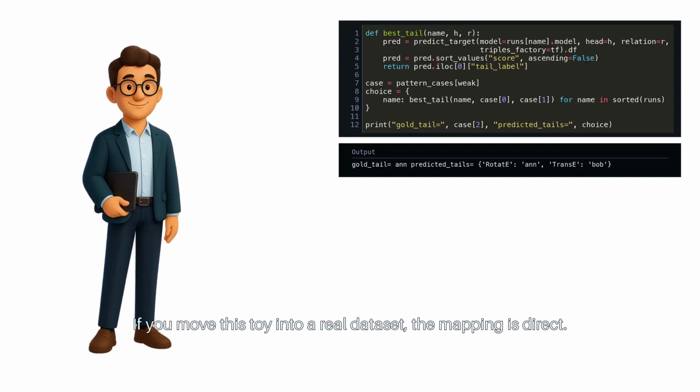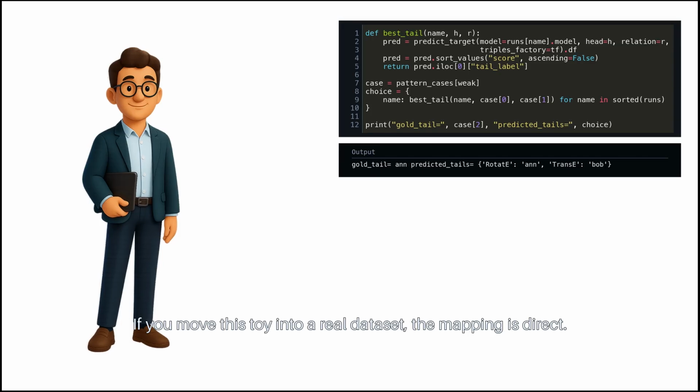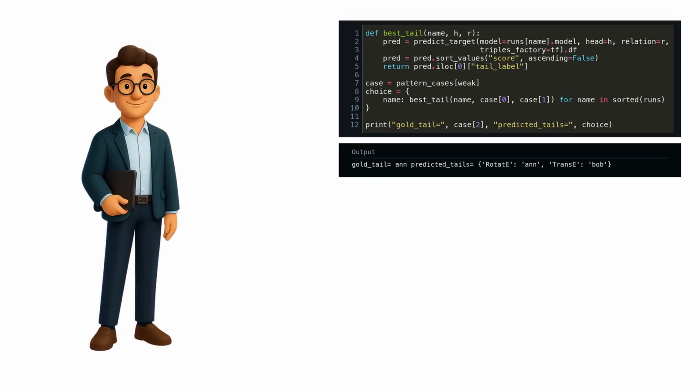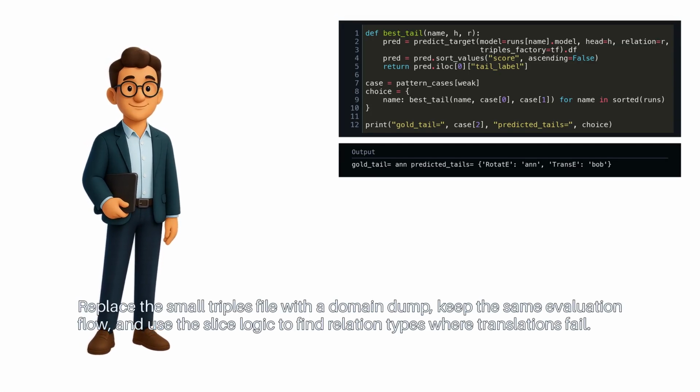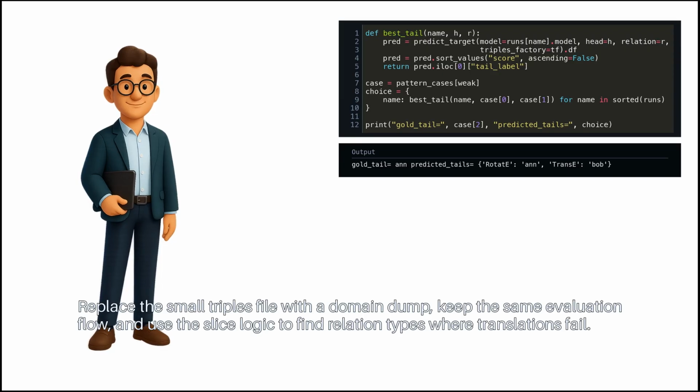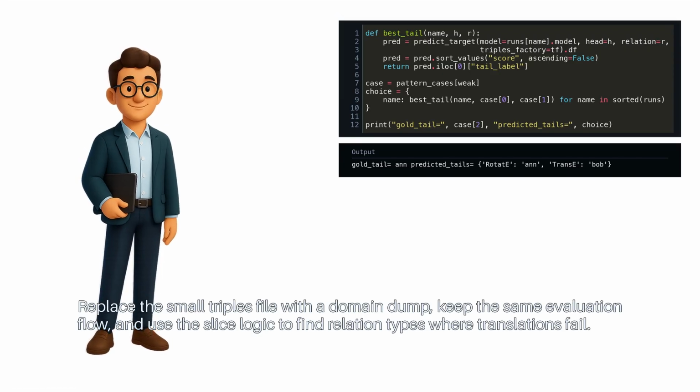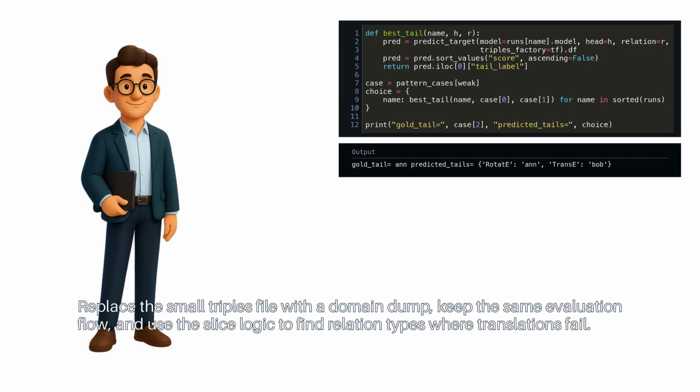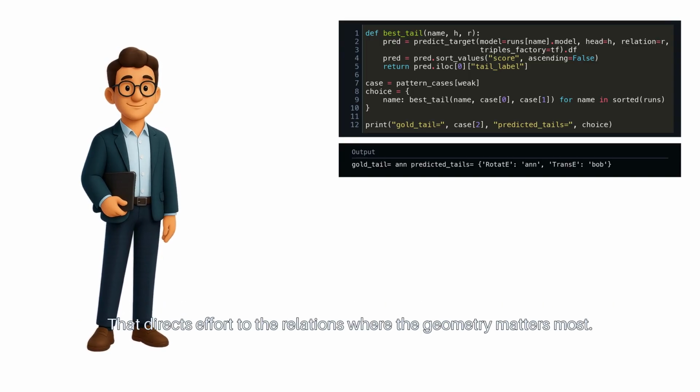If you move this toy into a real dataset, the mapping is direct. Replace the small triples file with a domain dump. Keep the same evaluation flow, and use the slice logic to find relation types where translations fail. That directs effort to the relations where the geometry matters most.